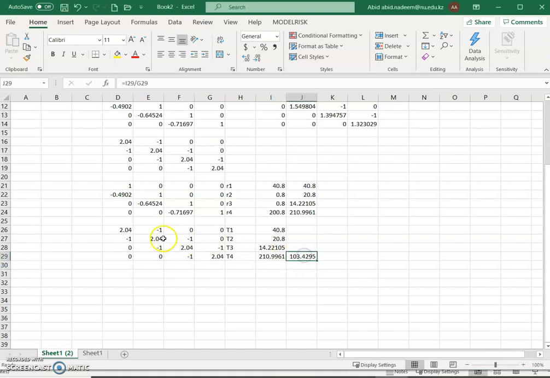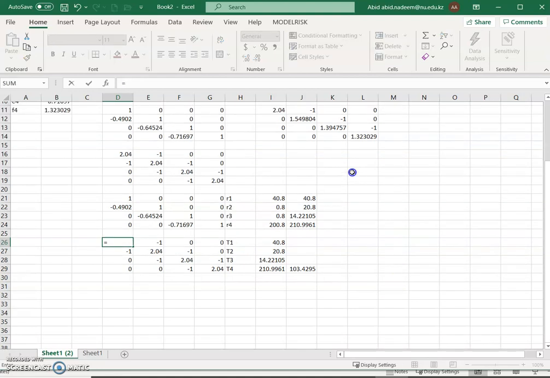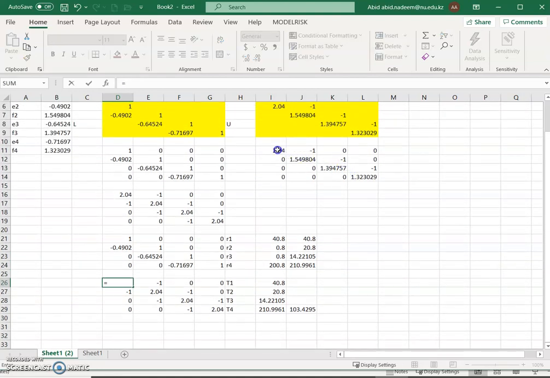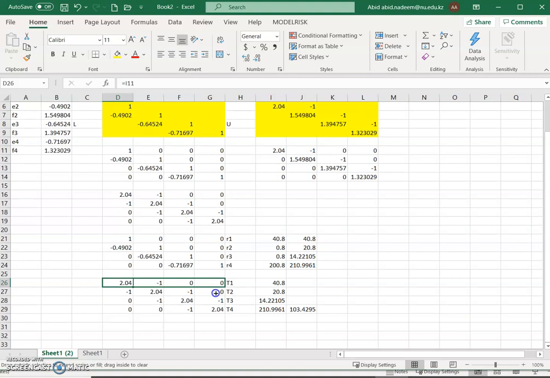Actually I made a mistake over here. I did not use the correct U matrix. So the correct U was this one. So the correct U matrix was this. Okay, so now I got 159.